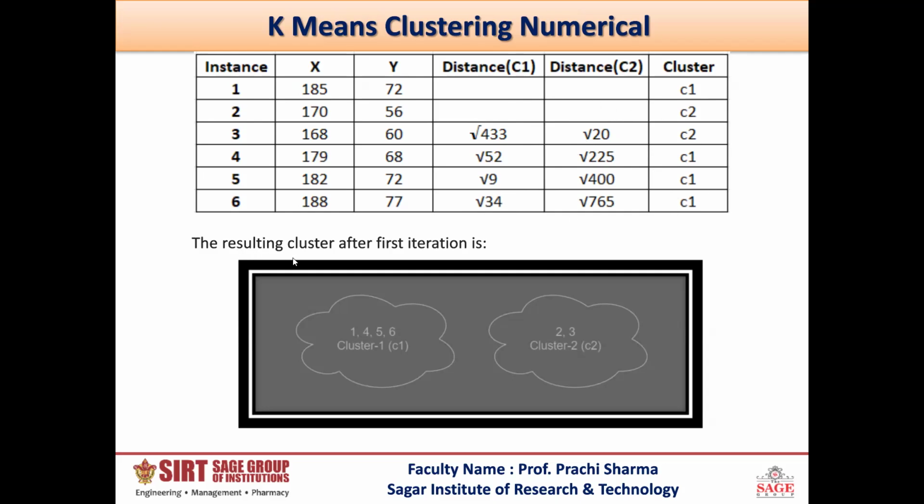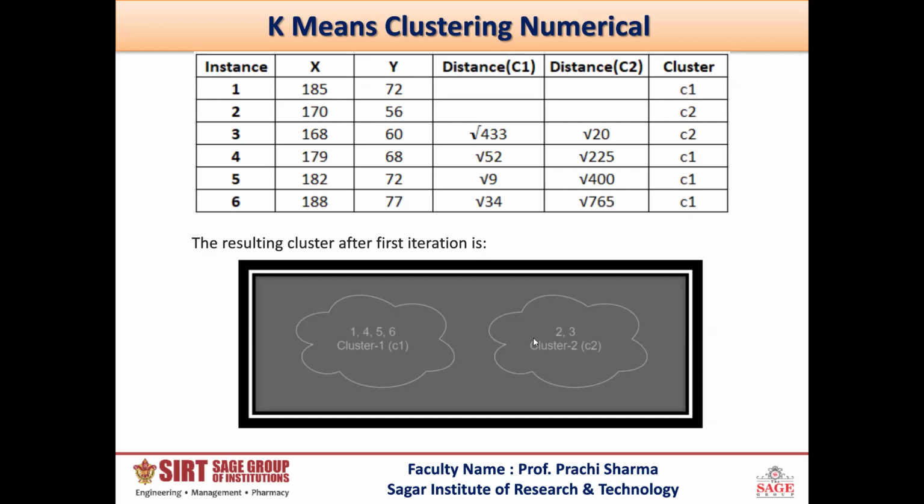And from this, the resulting cluster after the first iteration is: in cluster C1, the points are 1, 4, 5, 6. As you can see, 1, 4, 5, and 6 belong to C1. So we just make a diagram of it. And similarly, cluster 2, C2, contains the second and third points.